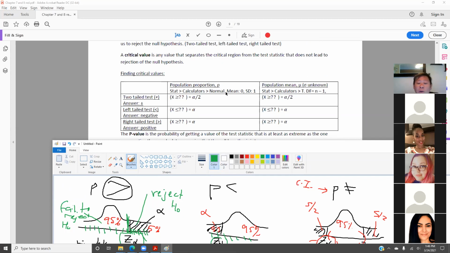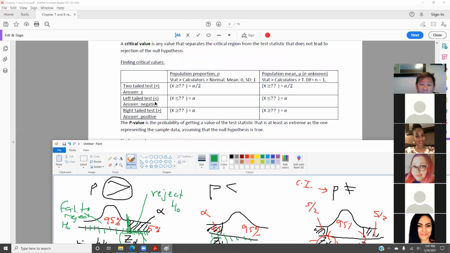And then make sure for normal, the mean is 0 and the standard deviation is 1. For T, n-1 is the degree of freedom. If it's a two-tailed test, make sure you put greater than or equals to, and then you put alpha over 2. I think we did this in 7.2, right? In the beginning of today's class, we talked about this one.